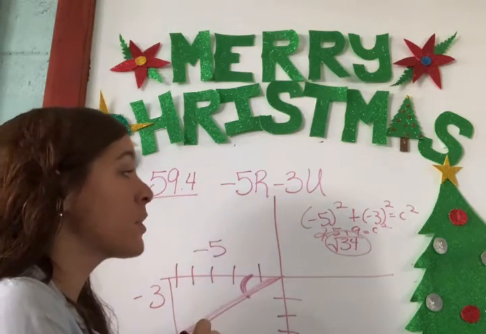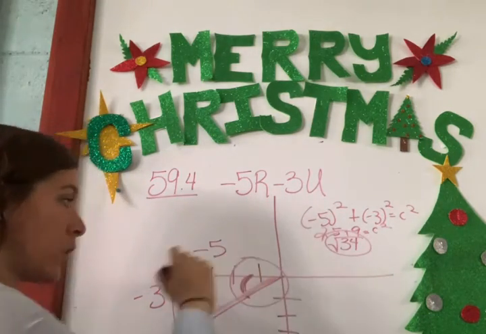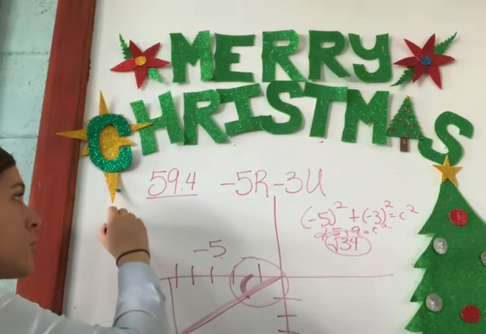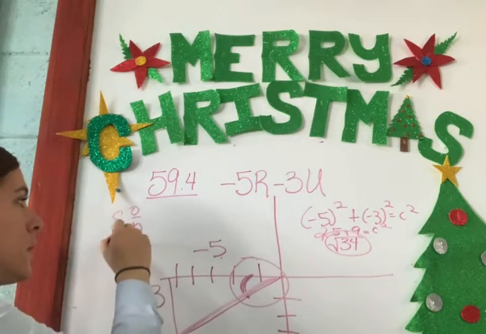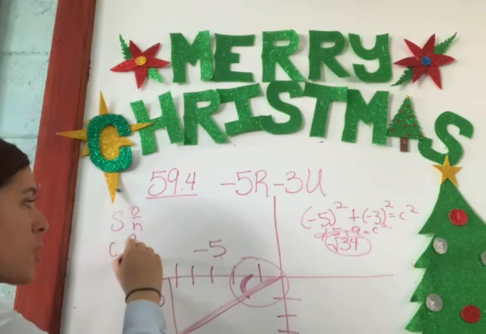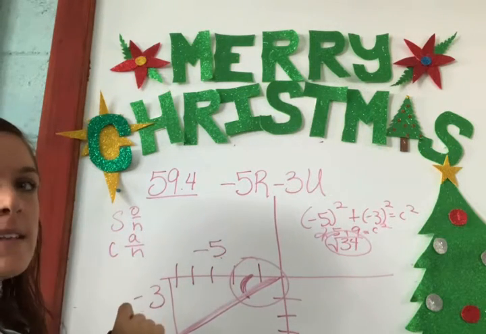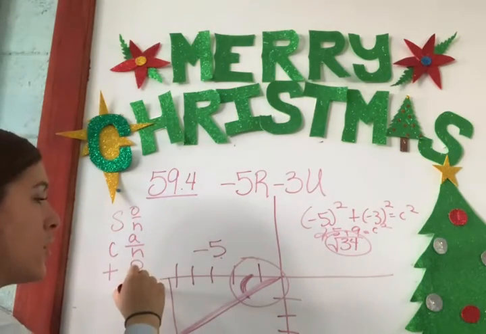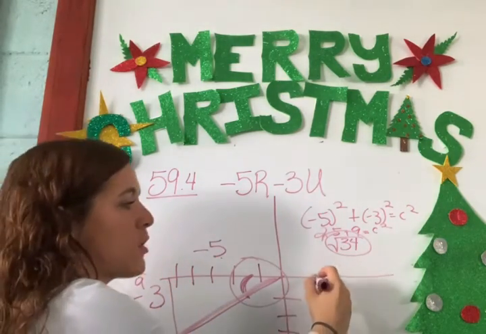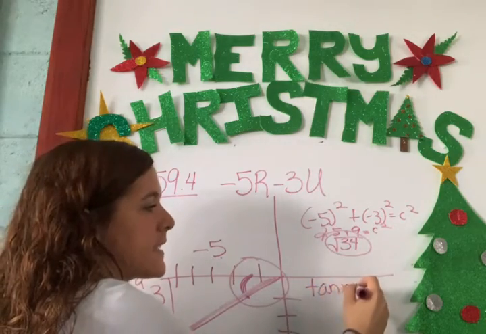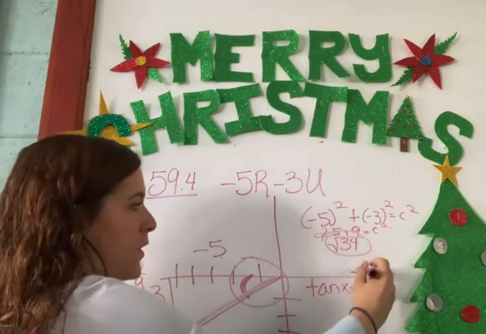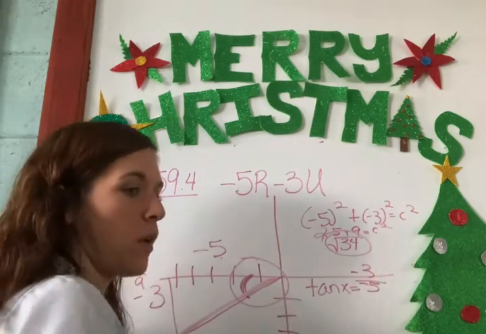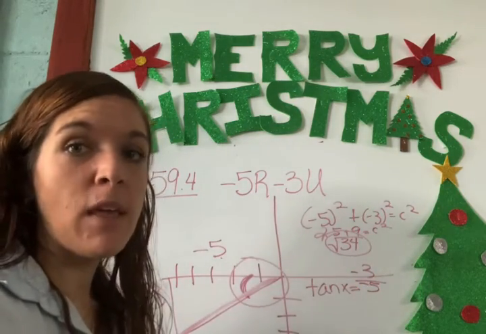And then in order to find your angle, you have opposite and you have adjacent, okay? Remember SOHCAHTOA: sine is opposite over hypotenuse, cosine is adjacent over hypotenuse, and tangent is opposite over adjacent. So you have tangent. So you're gonna write your equation like this. Tan x equals opposite, which is negative 3, over adjacent, which is negative 5. Okay, so that's 3/5.